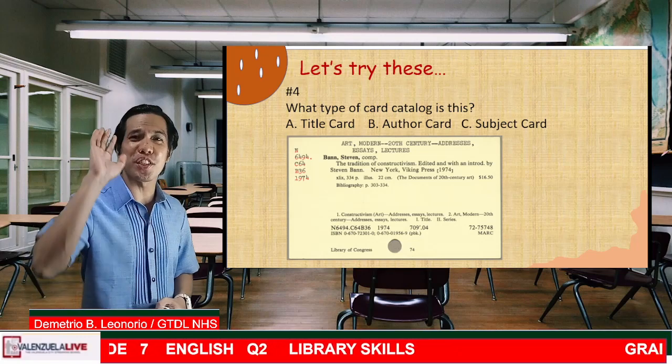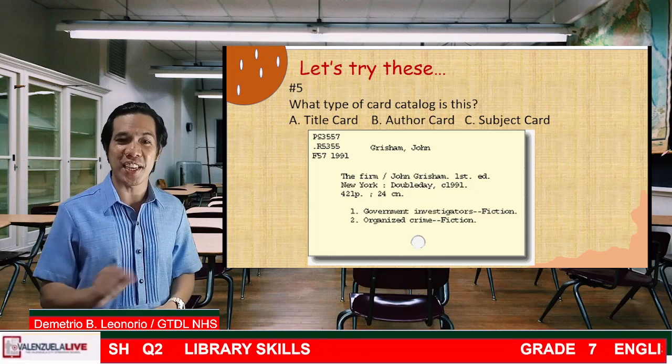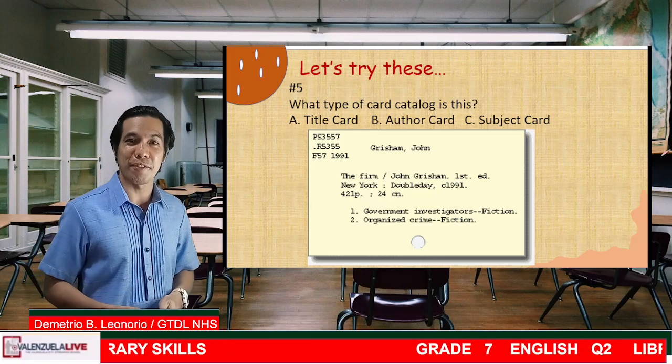And finally, question number 5. What type of card catalog is this? Title card, author card, or subject card?